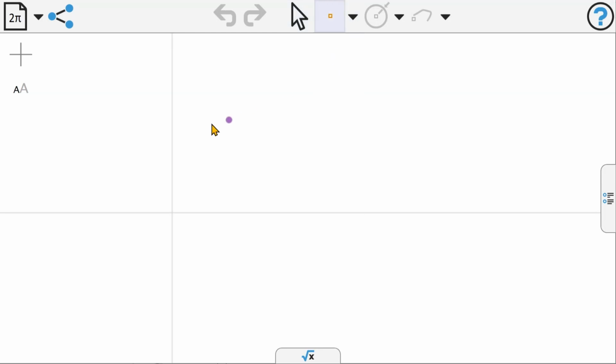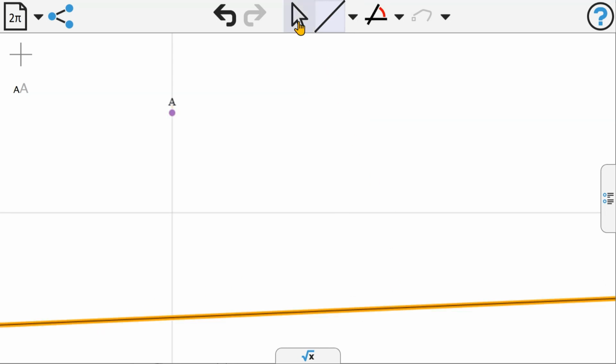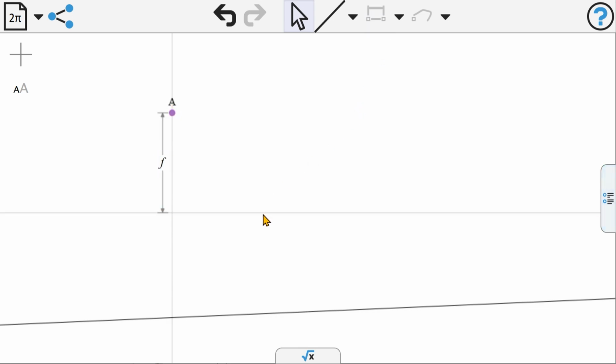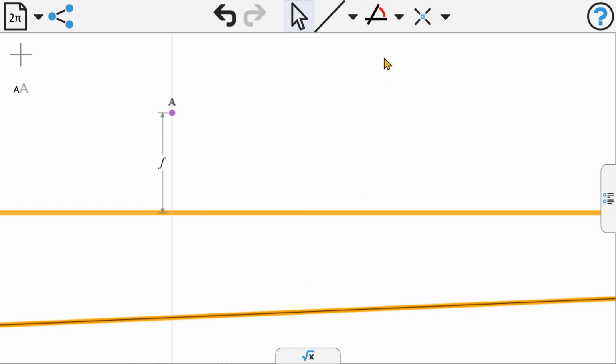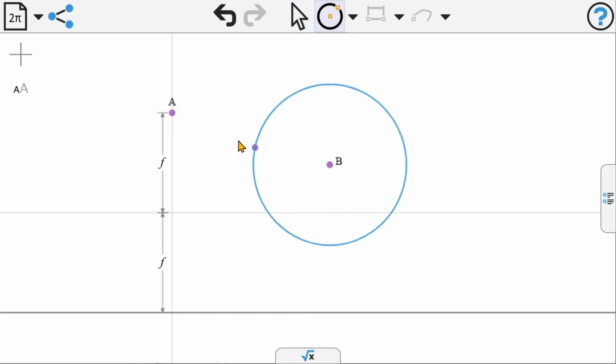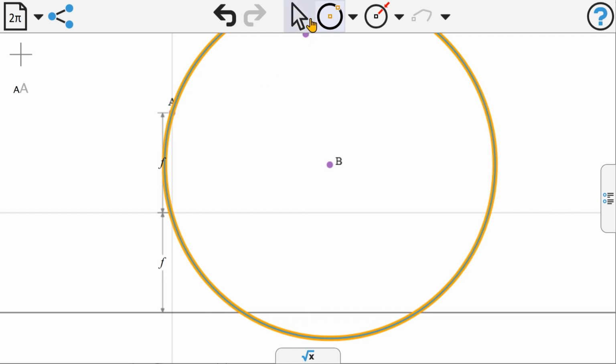I'm going to do a different approach to the focus-directrix construction of our parabola. First, let me create the focus distance f from the x-axis and the directrix parallel, distance f from the x-axis below it.